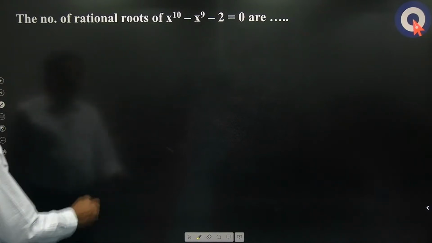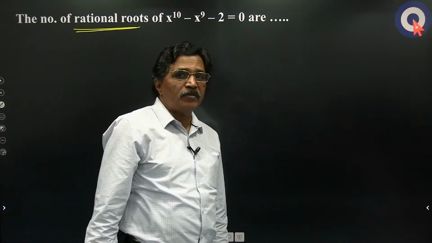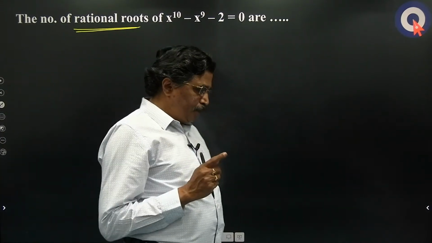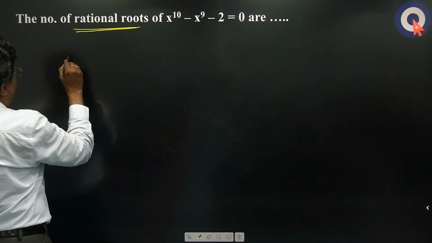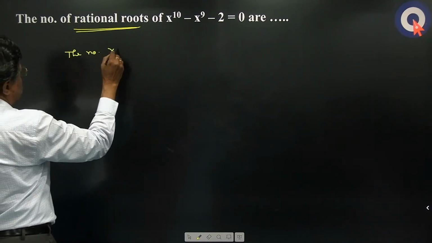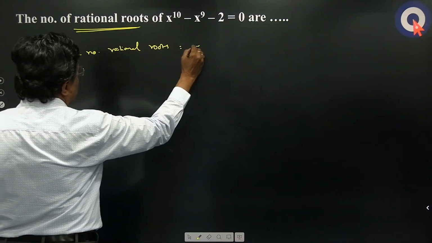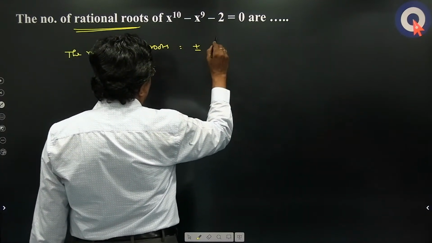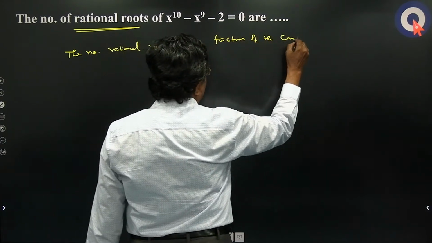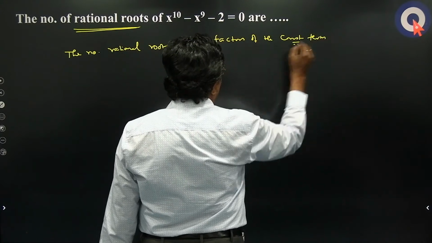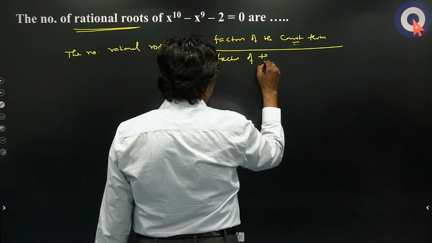The number of rational roots of x power 10 minus x power 9 minus 2 is equal to 0. Here we have the rational roots theorem. The rational roots theorem says the rational roots are equal to plus or minus factors of the constant term by the factors of the leading coefficient.